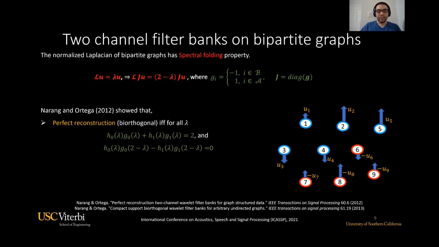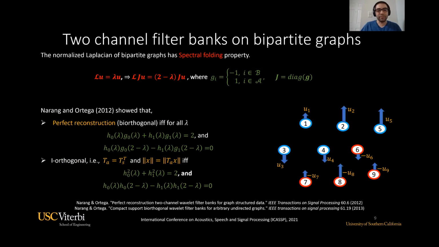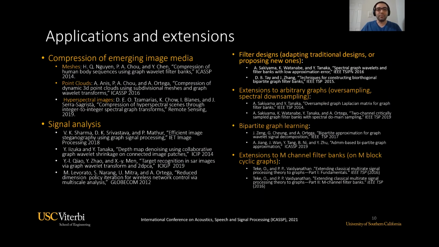Narang and Ortega in a 2012 paper showed that perfect reconstruction filter banks can be obtained if the kernel satisfies these two conditions. And they also show that you can have energy preserving filter banks if, in addition, you satisfy these two conditions. Based on these papers, there are many applications on compression and on signal processing of graph signals, and also there has been a lot of work on extensions, on filter designs, on improvements of this theory, and so on.